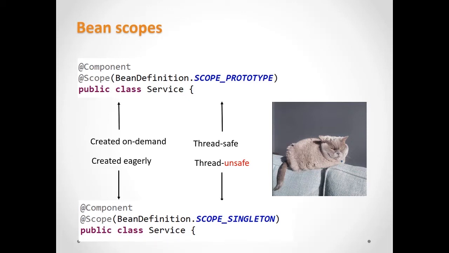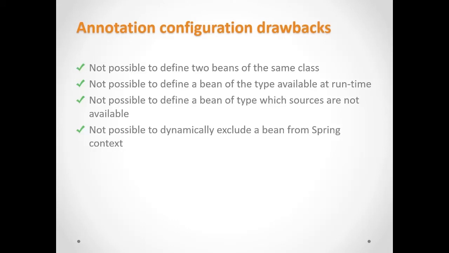Also, all the singleton beans are created eagerly. So after you finish refreshing the application context, you have a fully initialized instance, and prototype beans are created on demand, only on first usage. So you see that annotation configuration is much more suitable than XML, but it also has a lot of drawbacks.